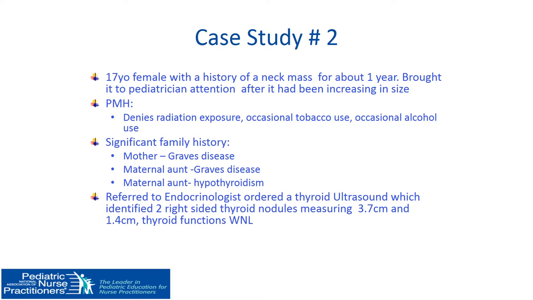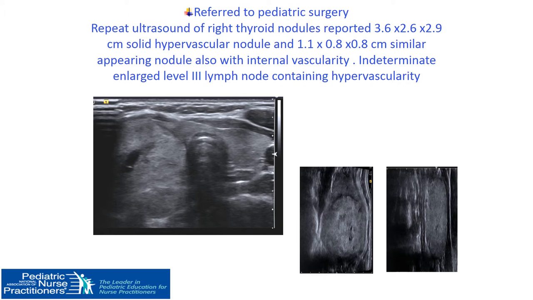She was referred to endocrinology, and they ordered an ultrasound of the thyroid. There were two right-sided thyroid nodules identified. One was 3.7 centimeters, and one was 1.4. So 3.7 is pretty large, especially if there's two in that area. Her thyroid functions were normal at that time. She was referred to pediatric surgery. We repeated the ultrasound. It was pretty much unchanged.